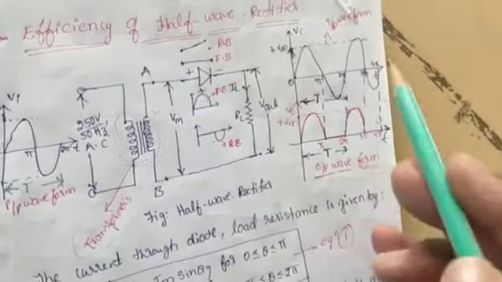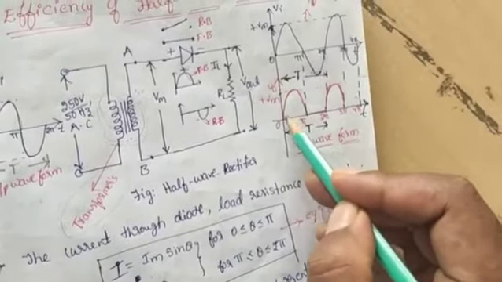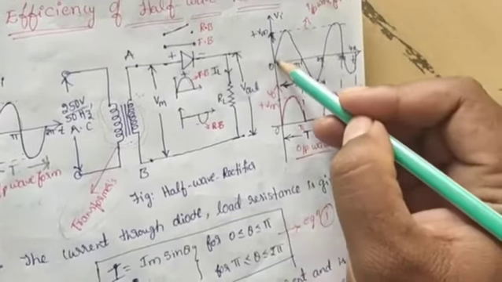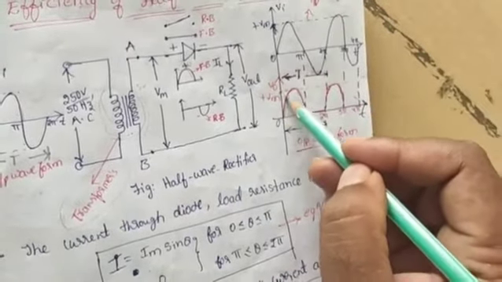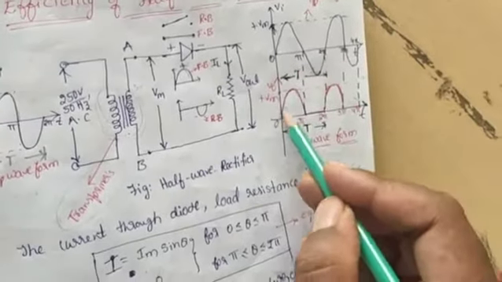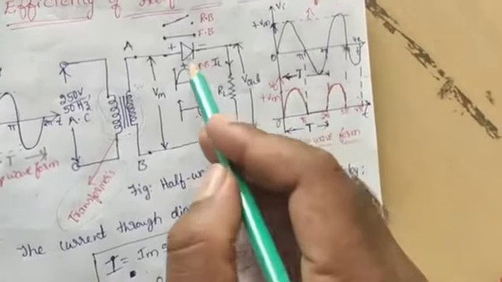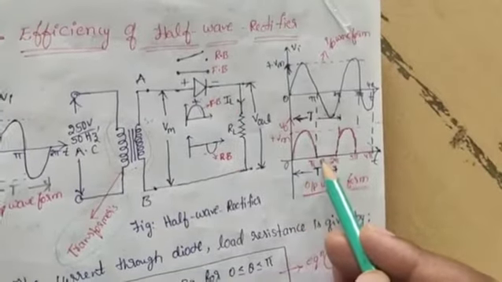At that time we can get the output like this. From 0 to pi we can get the output signal. When we apply the positive input signal, we get the output like this, from 0 to pi. Within the interval 0 to pi we get half of the signal. Why? Because it acts as a forward bias. That's why we can get the same output.